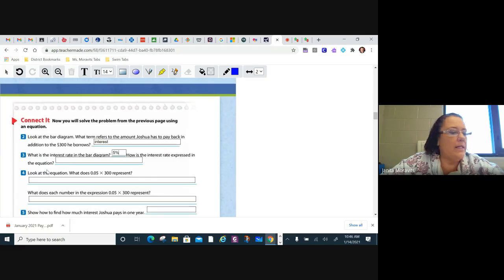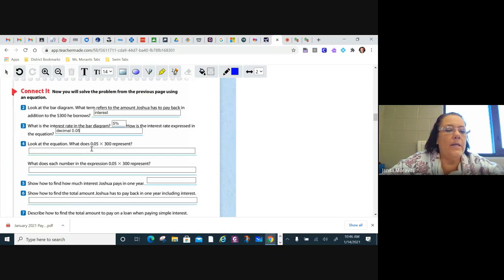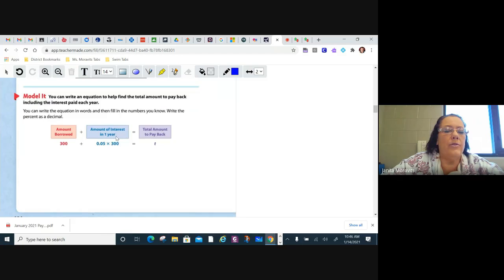How is the interest rate expressed in the equation? Well, remember, you have to change it to a decimal. And a decimal for that, remember, you move your decimal 2 places to the left, is 0.05. All right? And it says, what does 0.05 times 300 represent? Well, that is the amount of the interest that he would pay for 1 year. Amount of interest in 1 year.